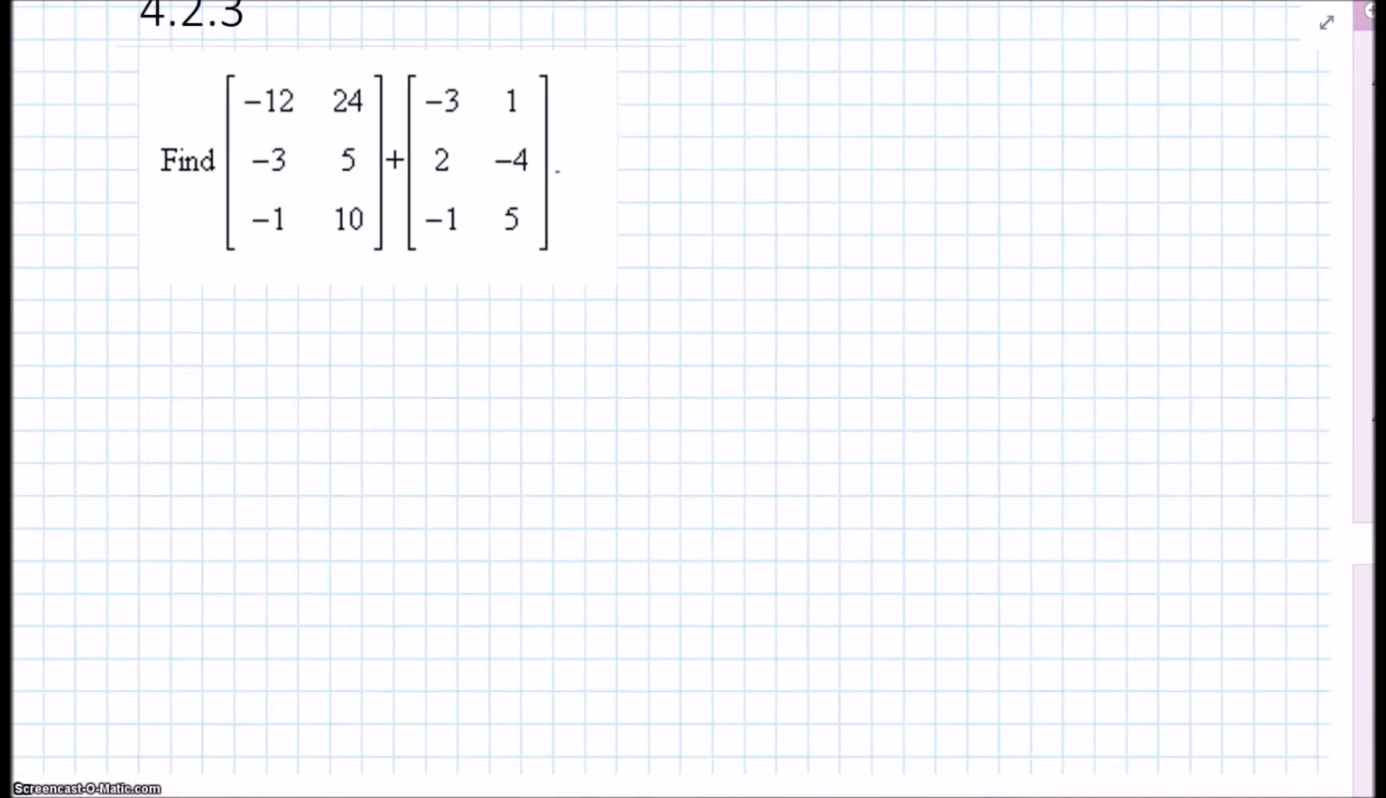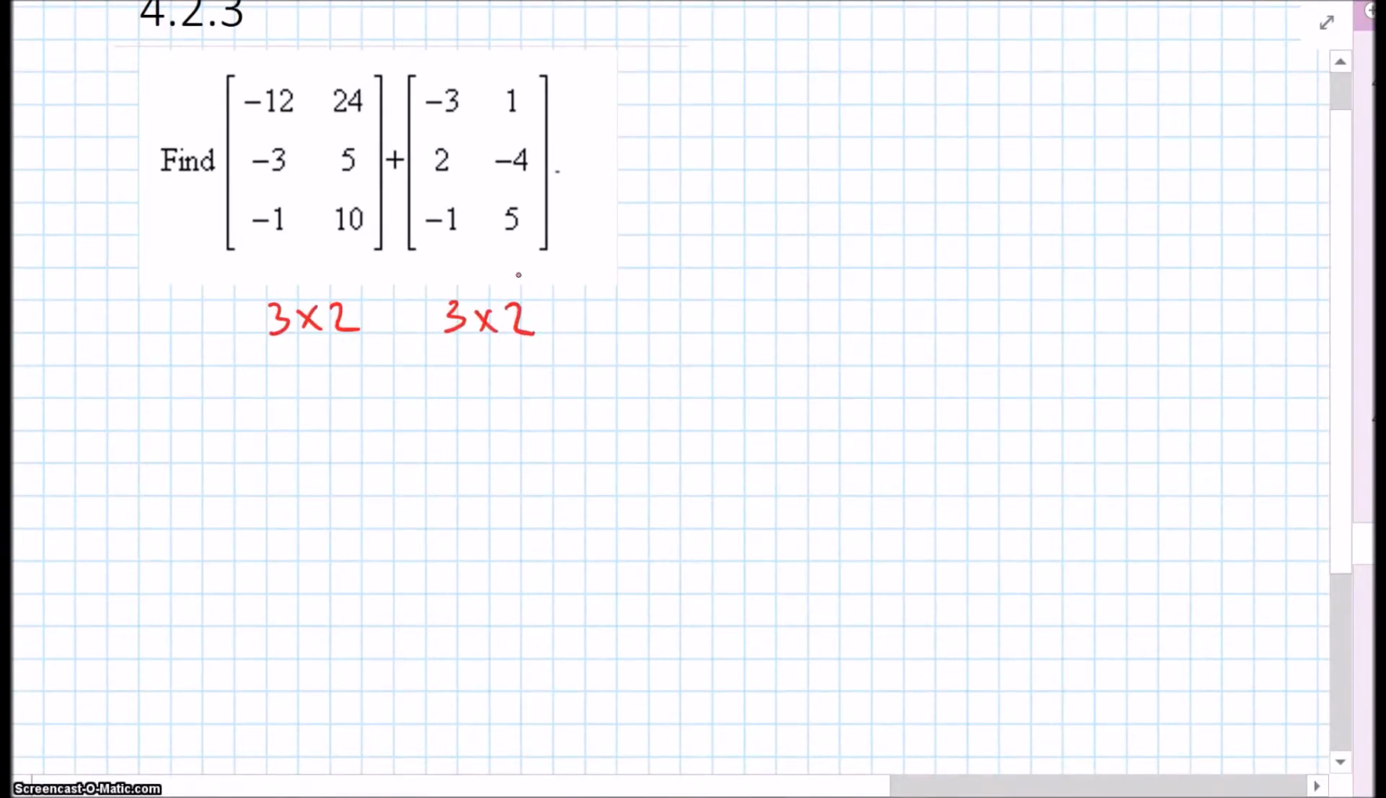All right. This matrix is a 3 by 2, 3 rows, 2 columns. This one's 3 by 2 as well. We're adding them, so again, same concept, same thing we did before. Negative 12 plus negative 3 is negative 15. I'm just going to go down.